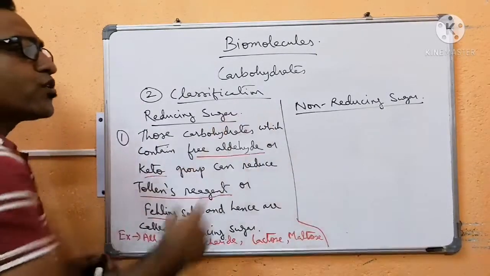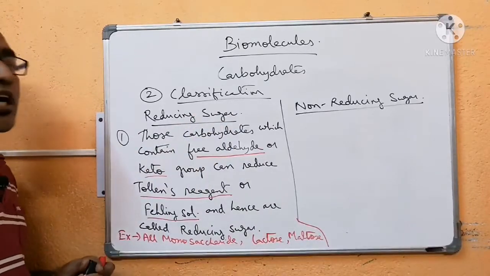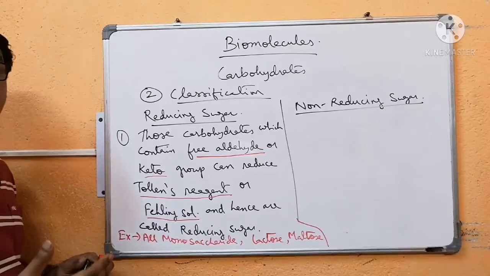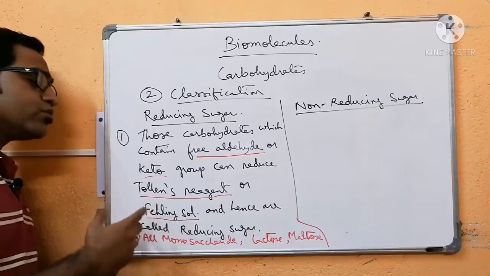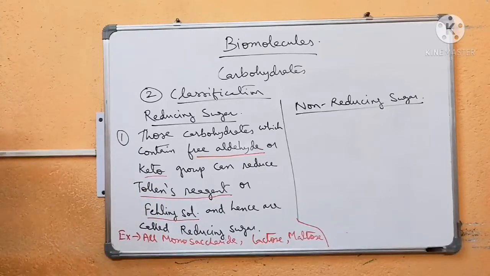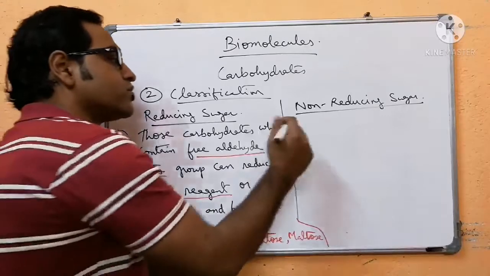Now next, move on to non-reducing sugar. The definition will be similar. Those carbohydrates which do not contain free aldehyde or keto group cannot reduce Tollens reagent or Fehling's solution, and hence are called non-reducing sugar. So write it.